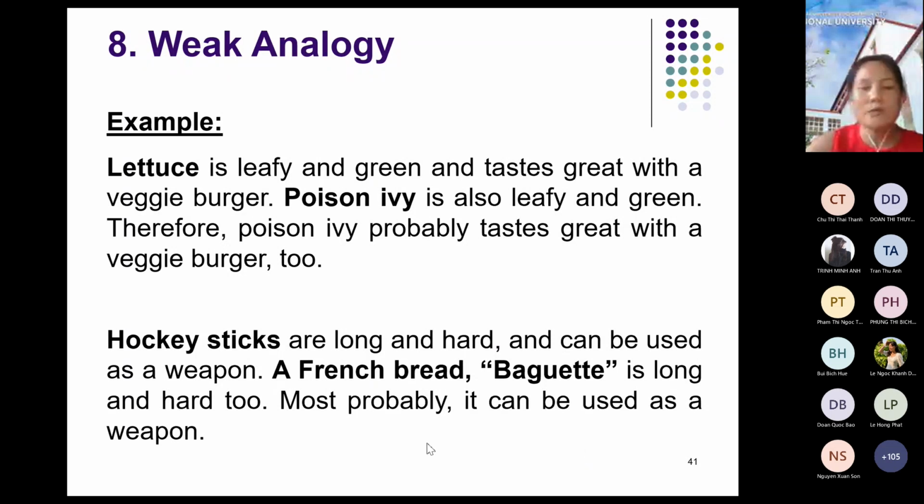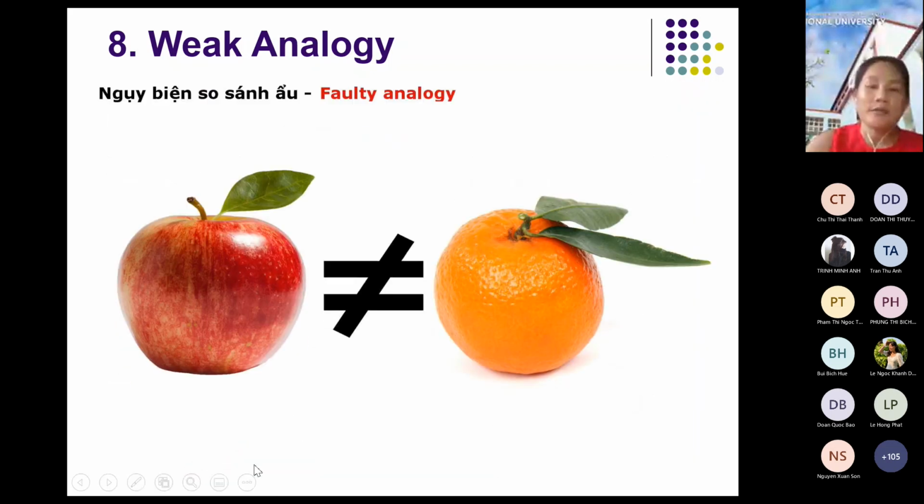Okay, so the person is trying to compare the 2 things here, but at the beginning, they are not comparable already. So you could see this is the weak analogy fallacy. Do you understand? Okay. Now, the other example for you is here.